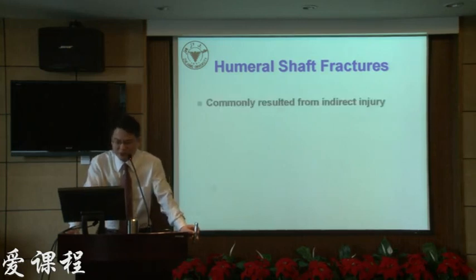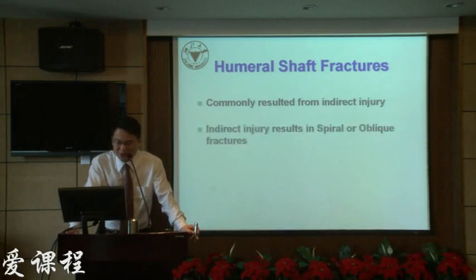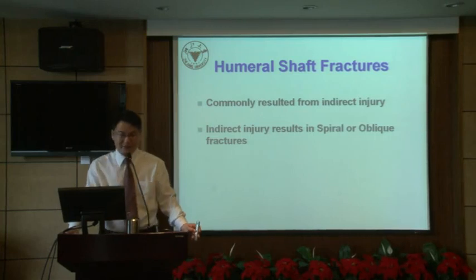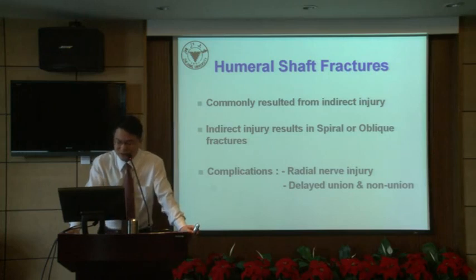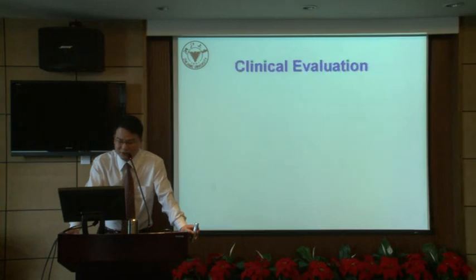Humeral shaft fractures more commonly result from indirect injury, and the indirect injury will result in spiral or oblique fractures. There are some specific complications that need to be mentioned here, such as radial nerve injury, and delayed union or non-union is pretty common in these humeral shaft fractures.